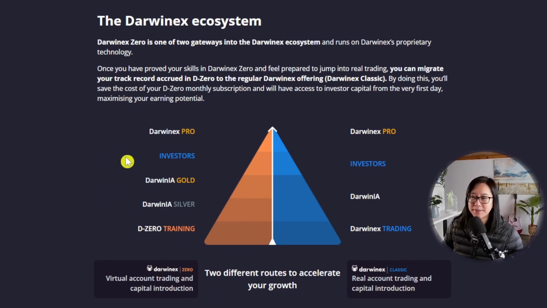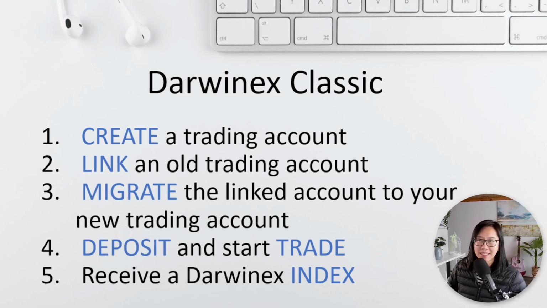is your only option. These are the steps I took in my Darwinex Classic journey: create an account, link an old account, migrate the linked account to my new trading account, deposit money, start trading, and receive a Darwinex index. For those who don't have an old trading account for the Darwinex ecosystem, that's okay. You can jump straight from step 1 up to step 4 and skip steps 2 and 3.